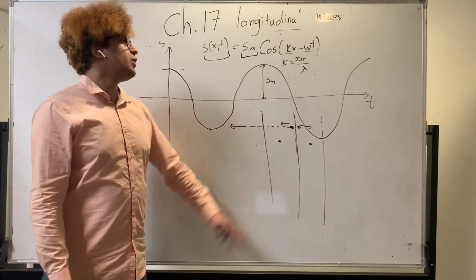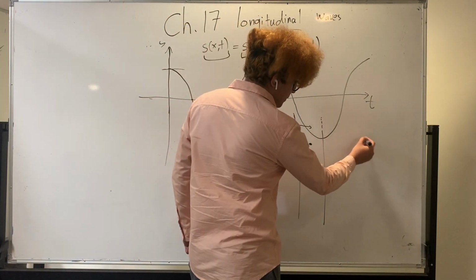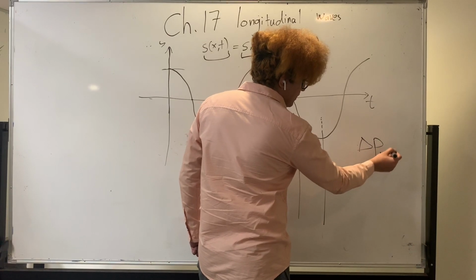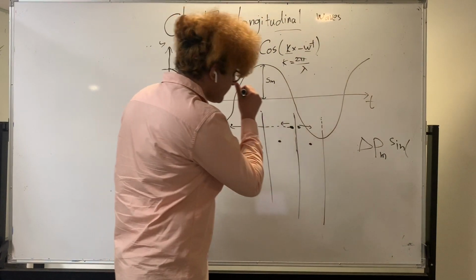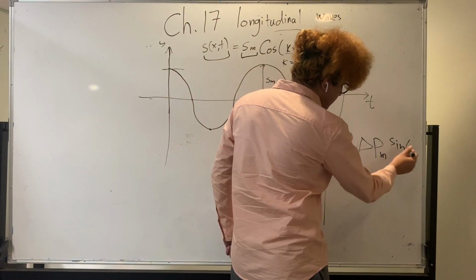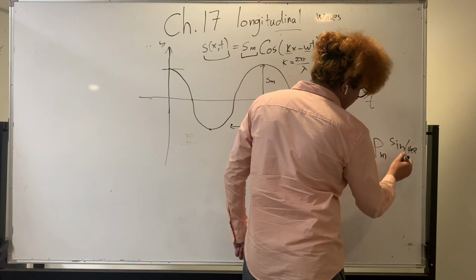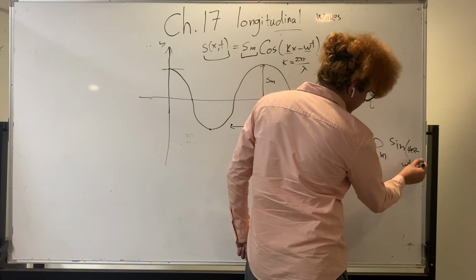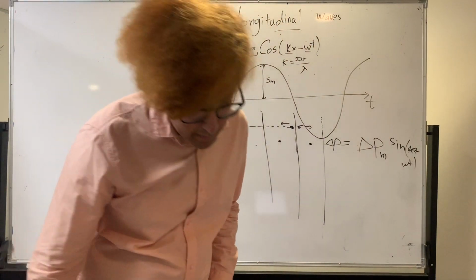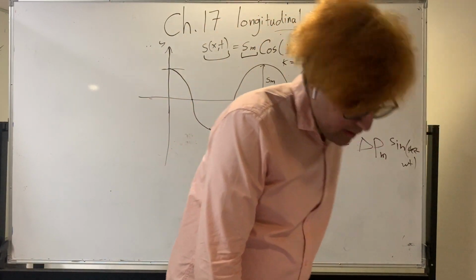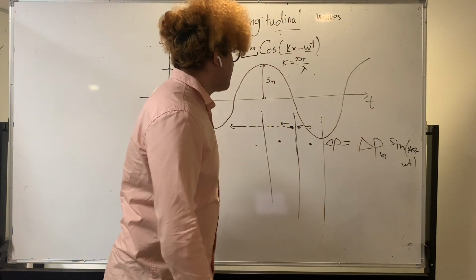So if you want to describe pressure, what function should we use? Well, a sine function would be suitable, because sine is completely out of phase with cosine. So sine of kx minus omega t, let me write this here, is equal to the change in pressure. Okay, so this here is the maximum change in pressure.